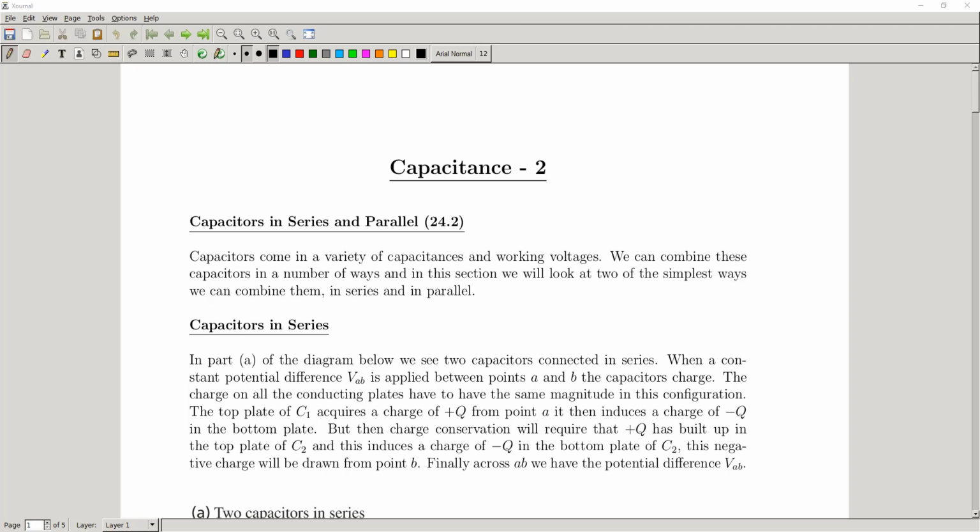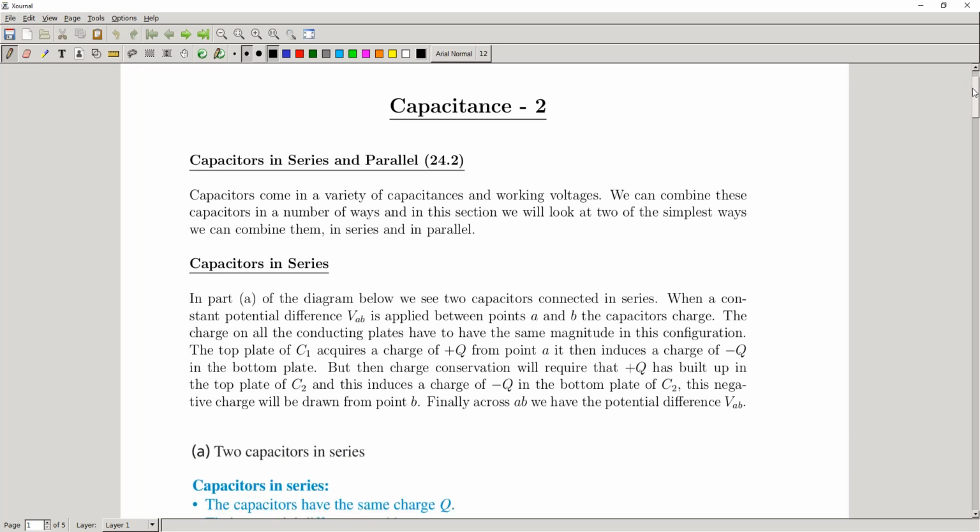We're going to be interested in combining capacitors. Capacitors come in a number of different capacitances and working voltages. We want to look at a few ways that we can combine these to get the capacitance we're actually looking for when we're trying to build, let's say, some sort of circuit. The two simplest combinations we can build are a collection of capacitors in series or in parallel. We'll take a look at both of those situations.